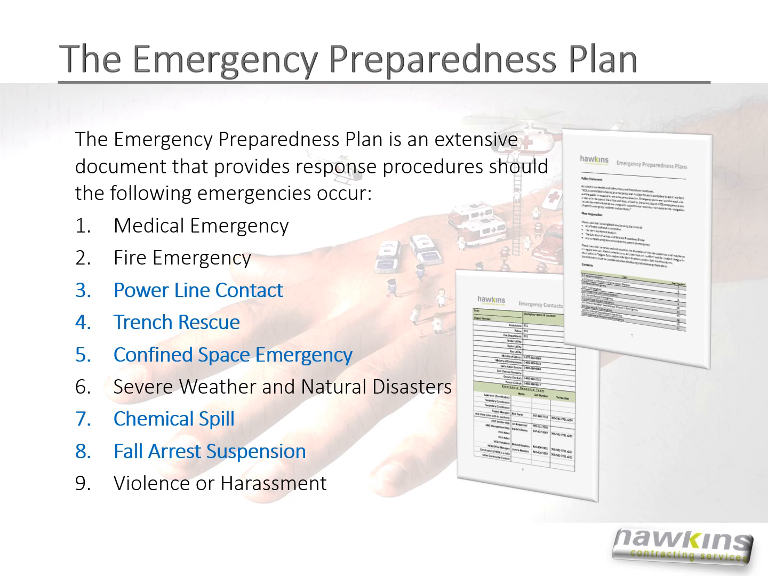The Emergency Preparedness Plan is an extensive document that provides response procedures should the following emergencies occur: medical emergency, fire emergency, power line contact, trench rescue, confined space emergency, severe weather and natural disasters, chemical spill, fall arrest suspension, and violence or harassment. In this presentation, we will elaborate on the 5 highlighted plans that were not covered in Part 1 of 2 of this training.